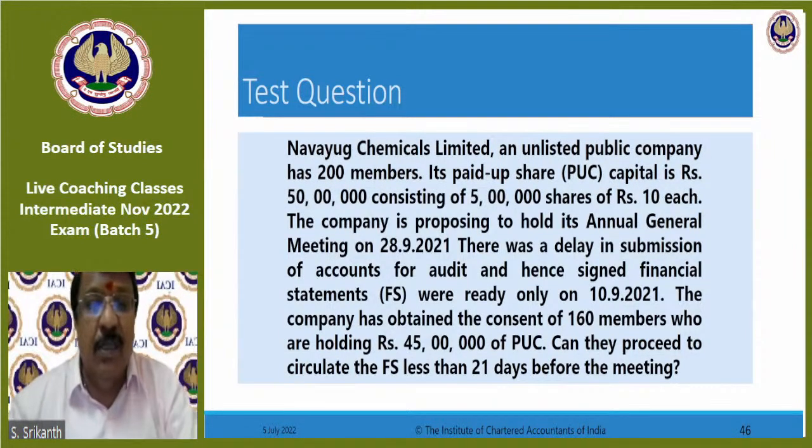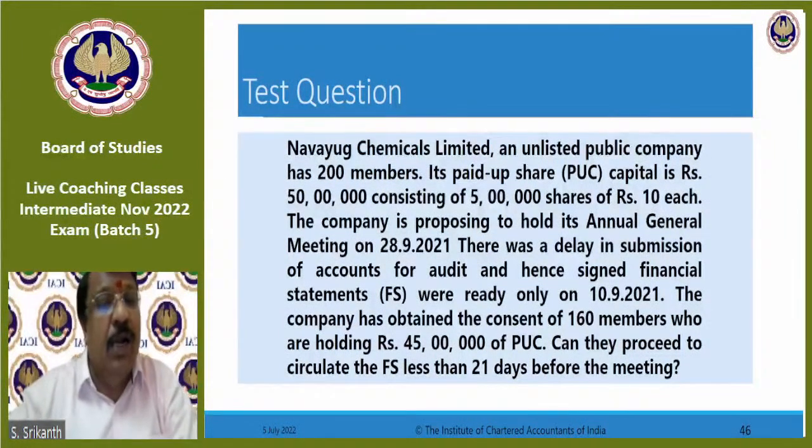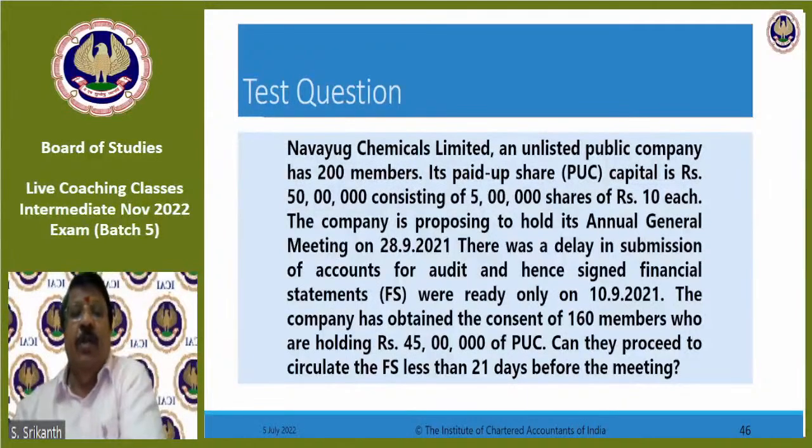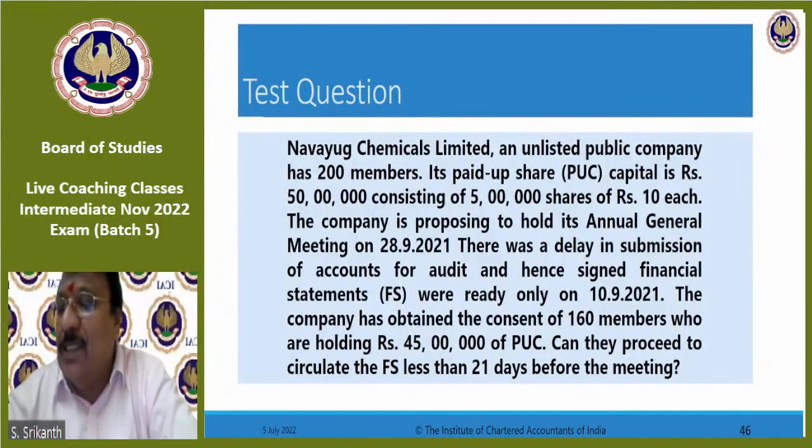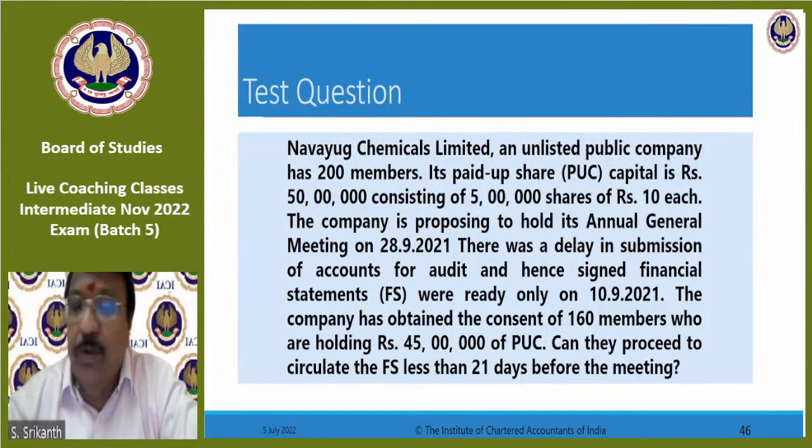In this case, now applying the law to the facts, though the number is more than 101, within bracket 160, such members are holding only 45 lakhs, which is less than 95% of the paid-up capital. Therefore, the company cannot proceed. So, answer, can they proceed? No, they cannot proceed, is the point. Correct.